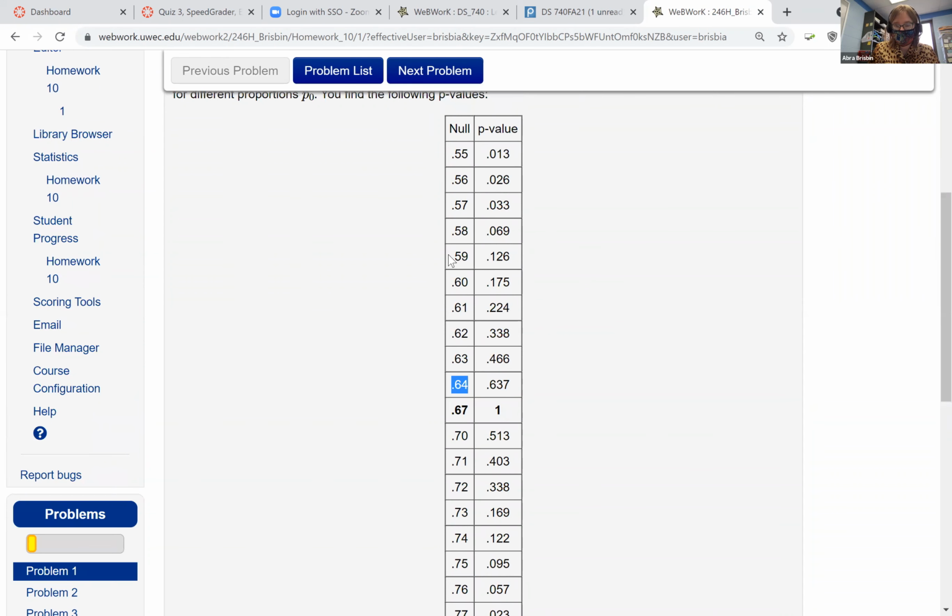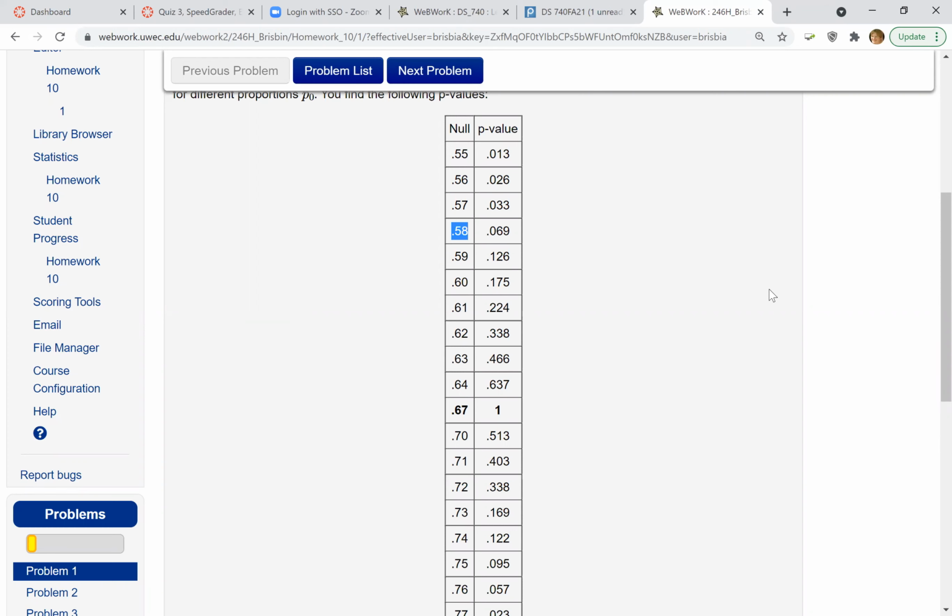What about 0.59? Is that a plausible value for pi using a significance level of 0.1? Yes. What about 0.58? No. Correct, because that p-value is less than 0.1. So that's telling us that 0.59 is in our confidence interval, our range of plausible values, and 0.58 is not.